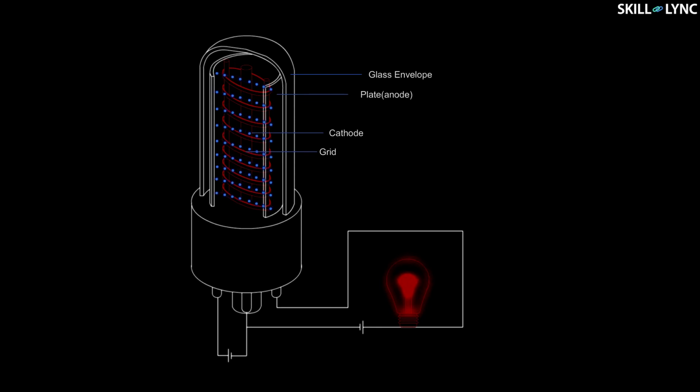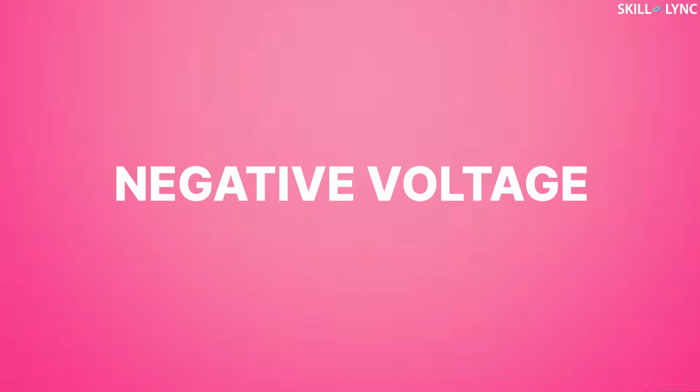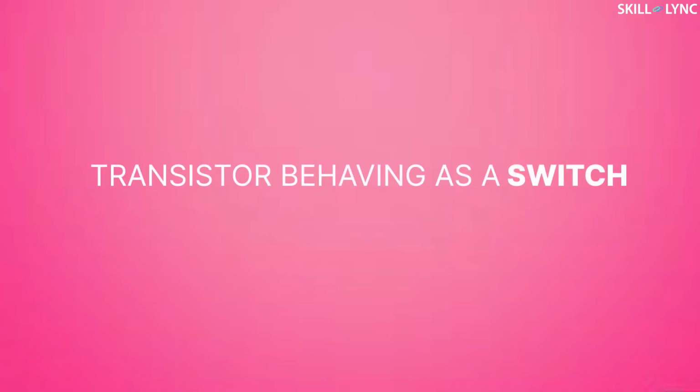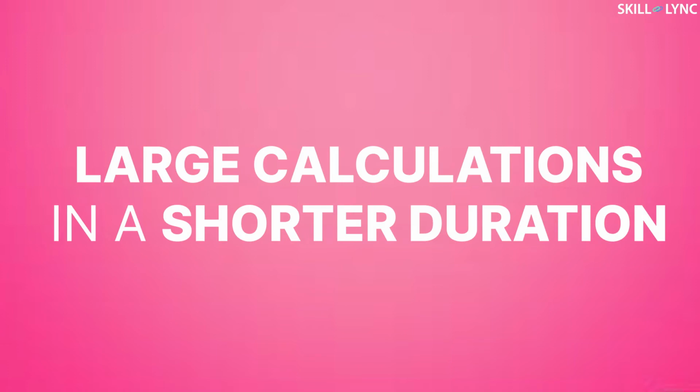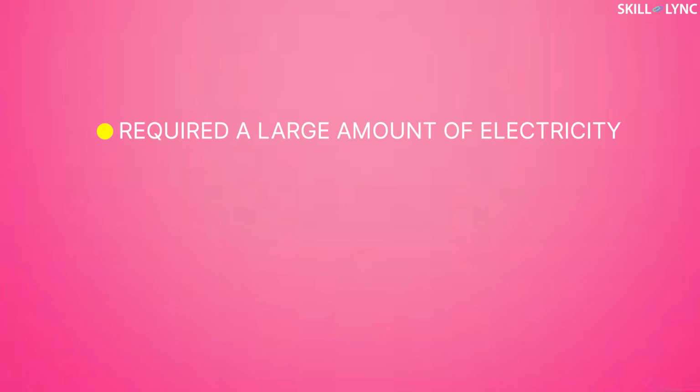This led to the flow of a current. This current could be manipulated. If instead of a positive voltage, a negative voltage was to be applied, then the electrons would be repelled by the anode and the circuit would not be switched on. This is the principle used behind the transistor behaving as a switch. Now, even though the setup was capable of performing large calculations in a shorter duration, they had their disadvantages. They required a large amount of electricity to function. They were bulky and slow.